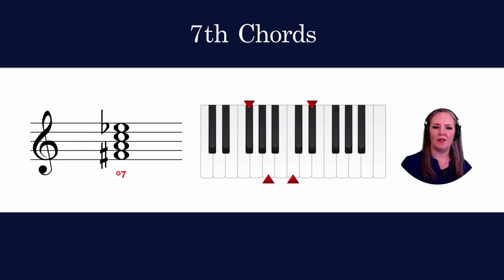Okay, let's create a diminished 7th chord from F sharp. F sharp, A, C is the diminished triad. F sharp to E flat is the diminished 7th. When you combine them, they form the diminished 7th chord for F sharp.